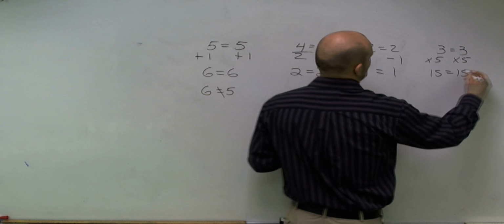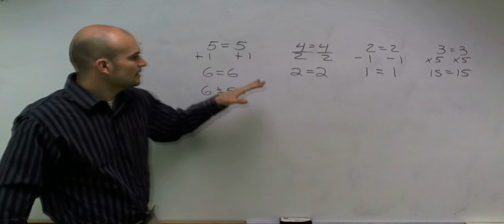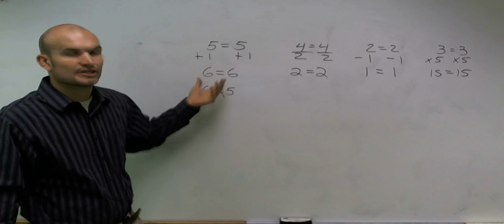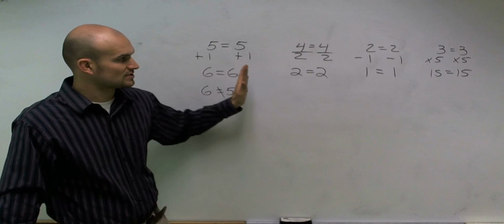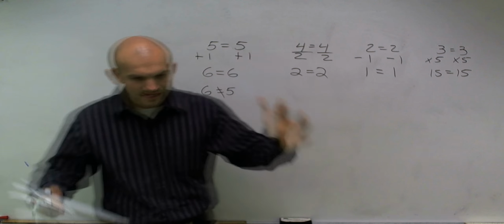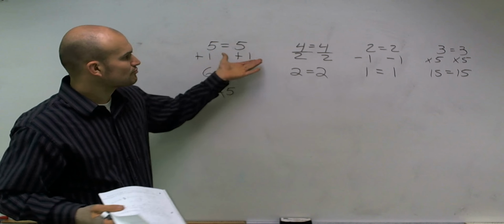15 equals 15. So these are what we call our properties of equality. Whatever you do to one side, you can do to the other side, and you will still have an equivalent equation, meaning your equation will still be equal on both sides. So therefore, we know a couple things we can do. If we have an equation, one side is equal to the other side, we can apply these properties of equality.